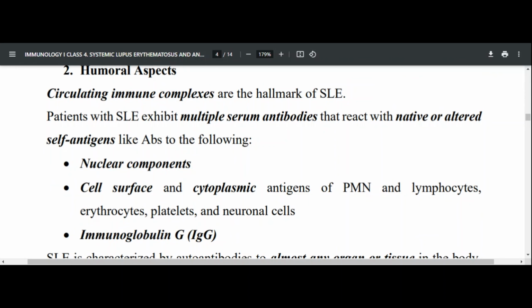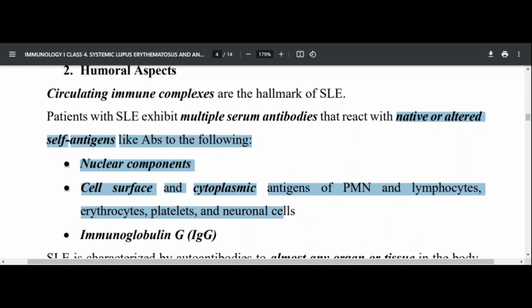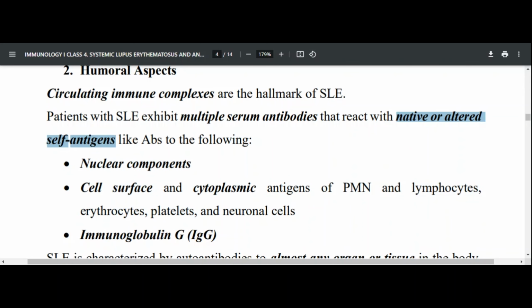Here we're talking about native antigens. Native antigens are those antigens that have not been exposed to or involved in any immune activity or any immune function. Sometimes there are antigens that are altered: they are native, but they are modified by some circumstances. Those are called altered self-antigens, and they are also targeted in this condition.